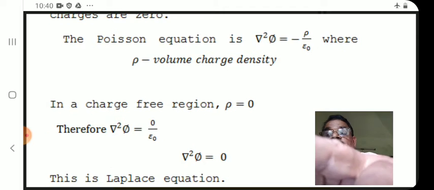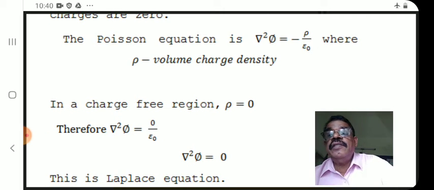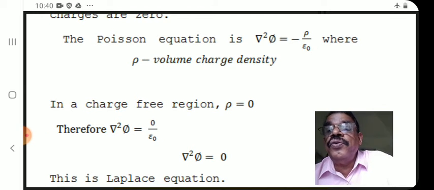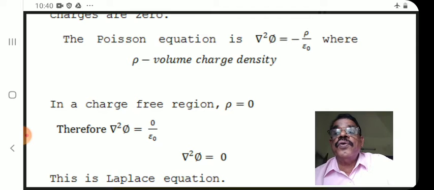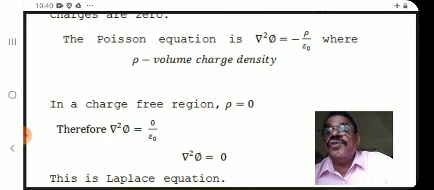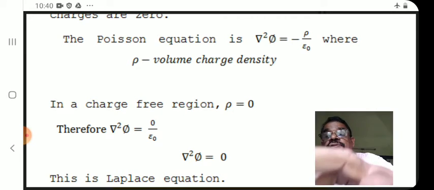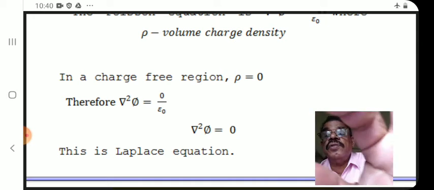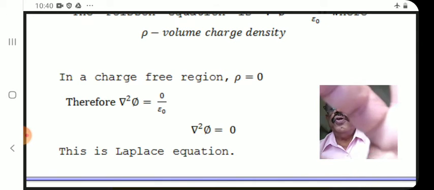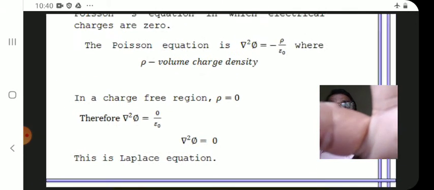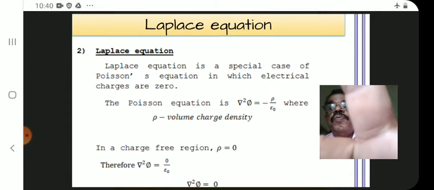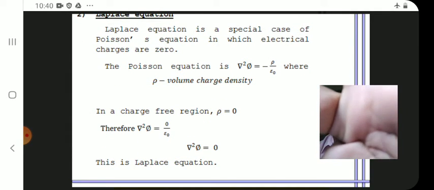In a charge-free region, rho is 0. So you put rho equal to 0 in the above equation. That is, del square phi is 0 by epsilon 0. That is, del square phi is 0. This is the Laplace equation. So there is only a small difference between the Poisson equation and the Laplace equation.